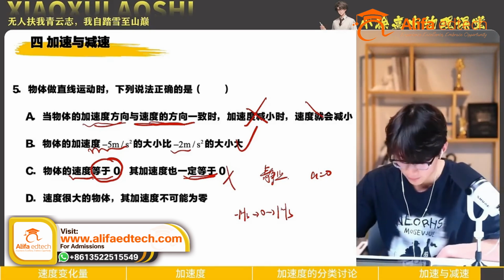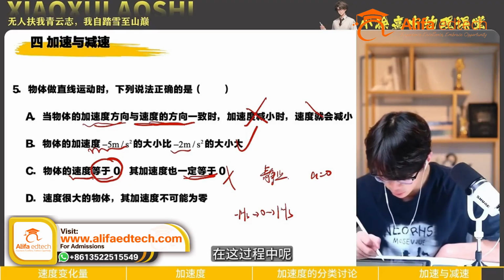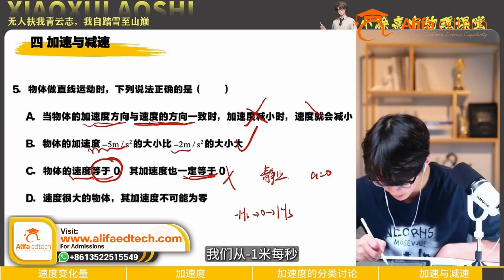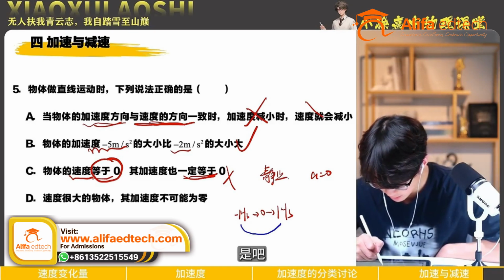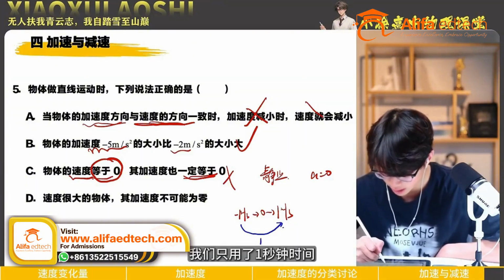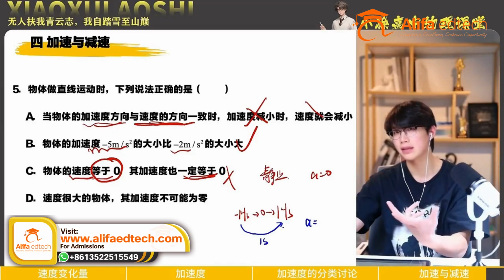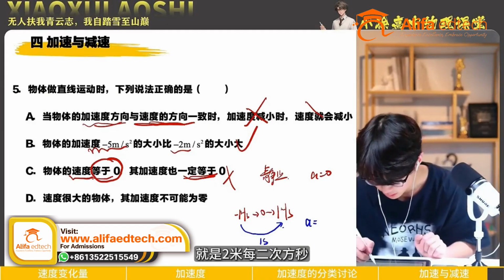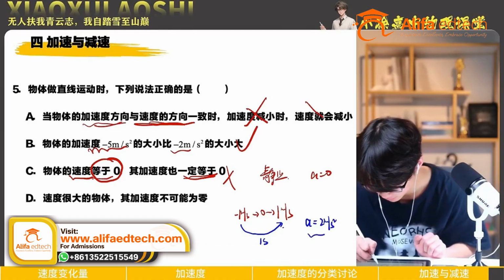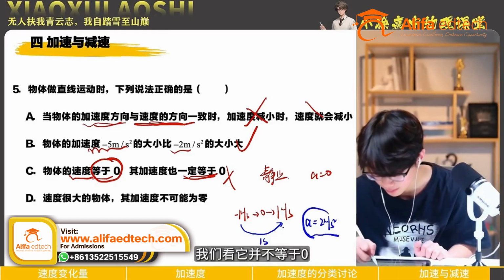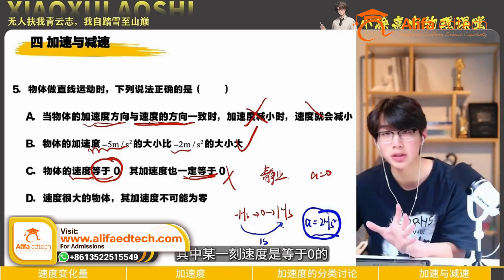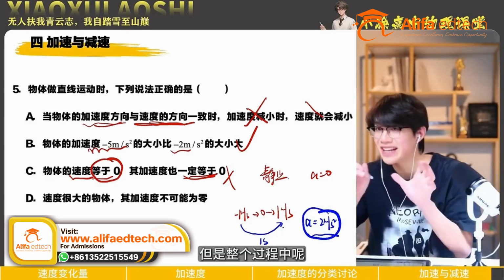For example, in this process, we go from negative 1 meter per second and eventually become 1 meter per second, right? In this process, we only used 1 second, okay? So for this process, assuming the acceleration is constant, what can we calculate the acceleration to be? It's 2 meters per second squared. Okay, after calculating the acceleration, we see that it's not equal to 0. It's just that at a certain moment, the velocity is 0, but throughout the entire process, it has acceleration.